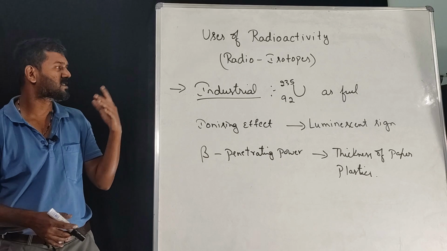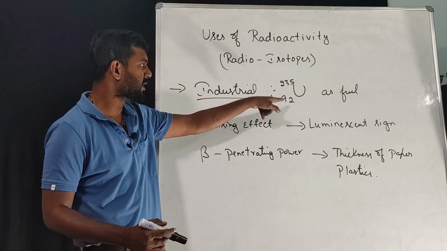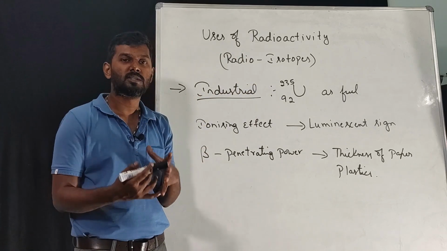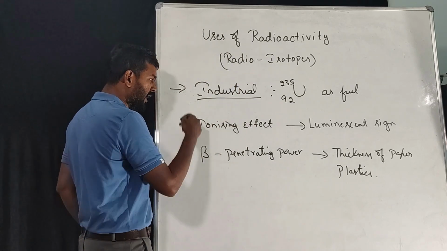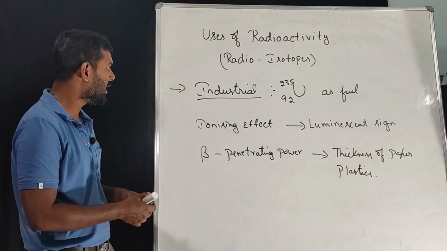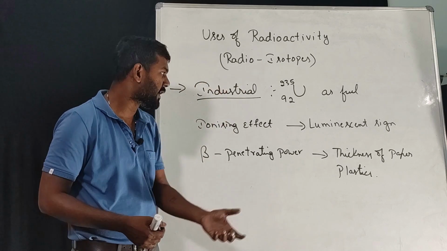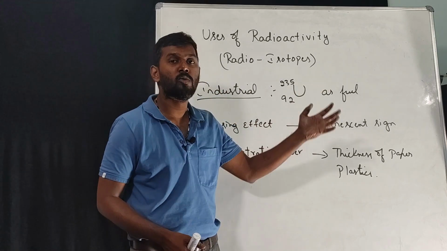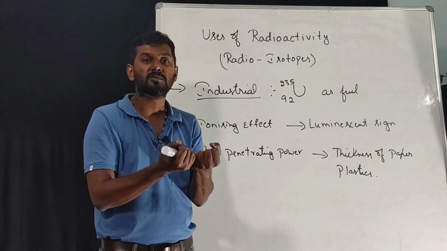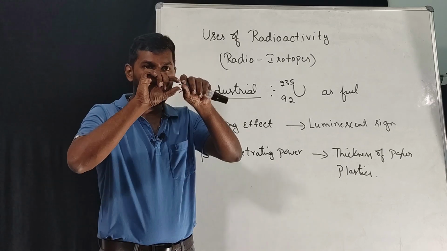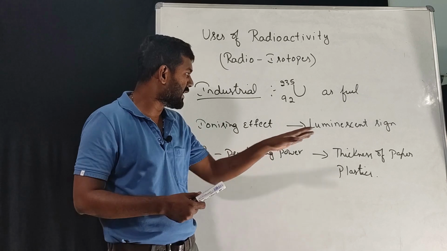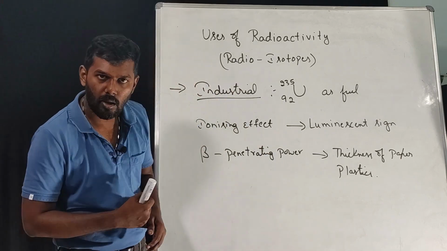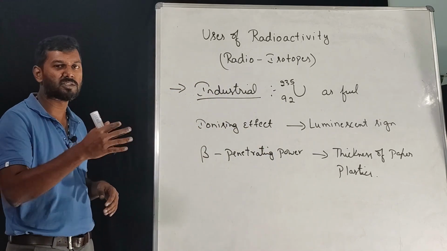The final use is industrial use. The uranium-235 (92) is used as a fuel. Sometimes uranium is used as the fuel. Next, knowing the ionizing effect of these alpha, beta, gamma radiations, it is used in luminescent signs, that is nothing but radium signs. When the power goes off, there will be a pipe, when you break it, there will be a huge light energy. That is used as an industrial use only.